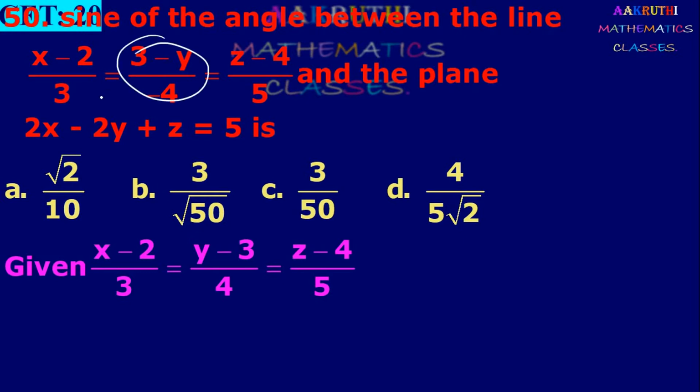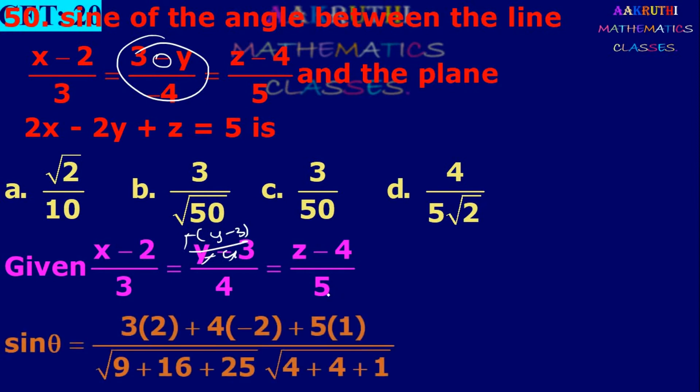So here it is (x minus 2)/3 as it is, but here first we have to write y and take minus outside. So we can write minus of (y minus 3) divided by minus 4, and minus minus cancel. So we get (y minus 3)/4 equal to (z minus 4)/5. That is writing the given line in standard form, we get (x minus 2)/3 equal to (y minus 3)/4 equal to (z minus 4)/5. So then directly we can apply the formula.